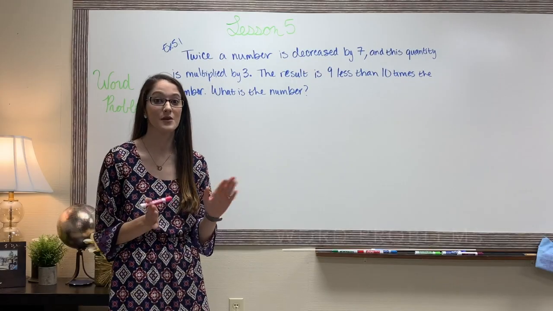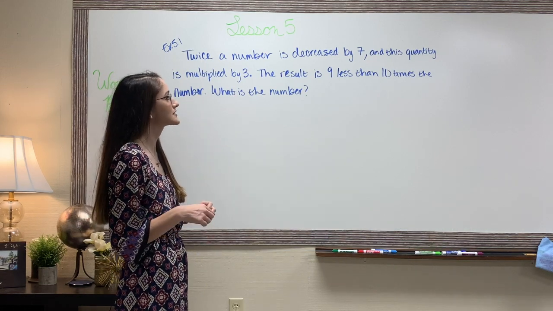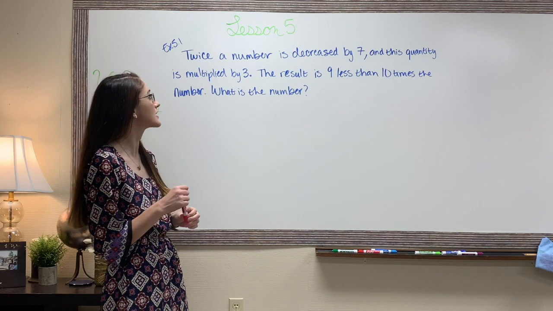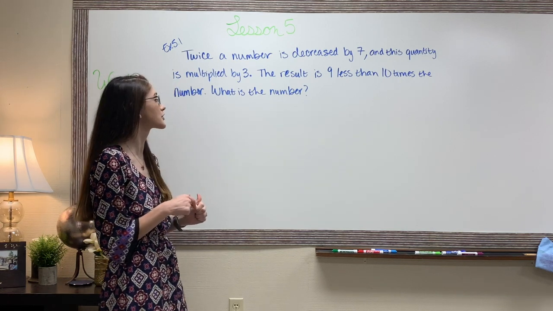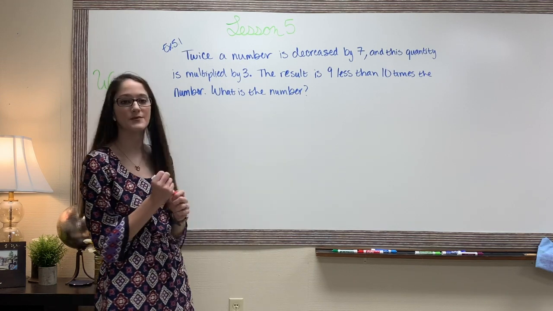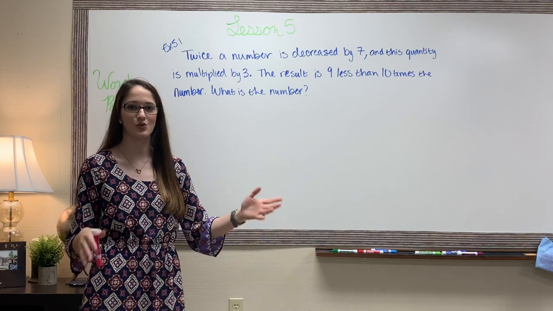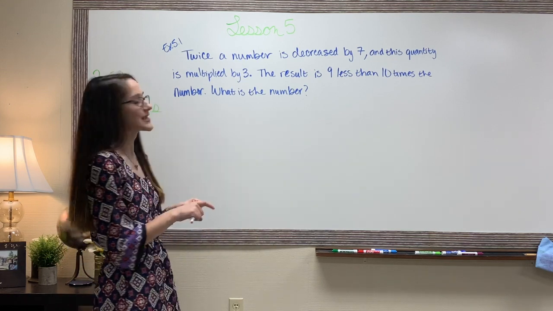In our first example, we have the following statement. Twice the number is decreased by 7 and this quantity is multiplied by 3. The result is 9 less than 10 times the number. What is the number? So first thing we're going to do is we're just going to take all this information and we're going to turn it into actual math. This is an English class. This is math class.